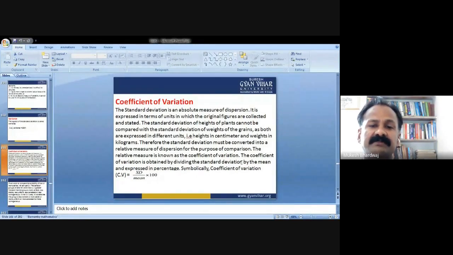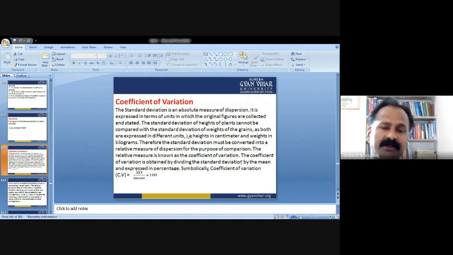Therefore, the standard deviation must be converted into a relative measure of dispersion for the purpose of comparison. The relative measure is known as the coefficient of variation. The coefficient of variation is obtained by dividing the standard deviation by the mean and expressed in percentage. So, whatever coefficients we calculate, they are expressed in percentage. Coefficient of variation is given as standard deviation divided by the mean.